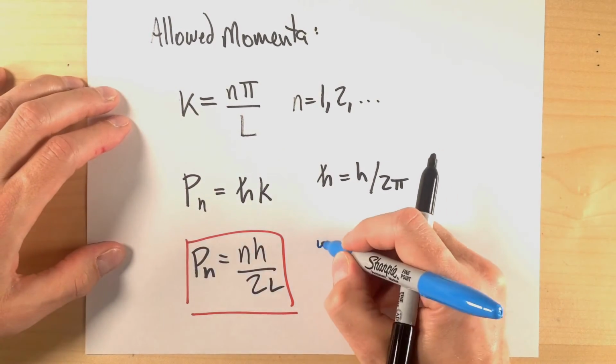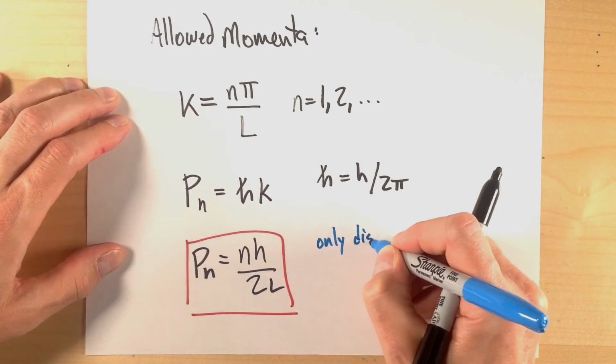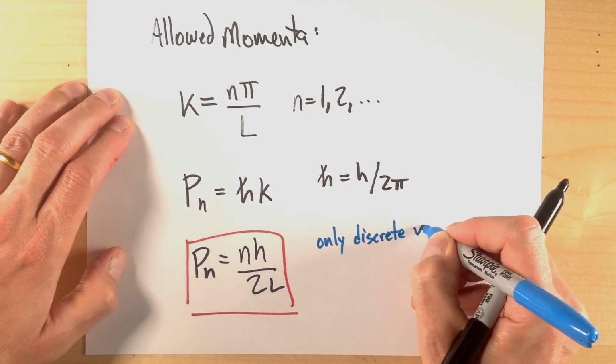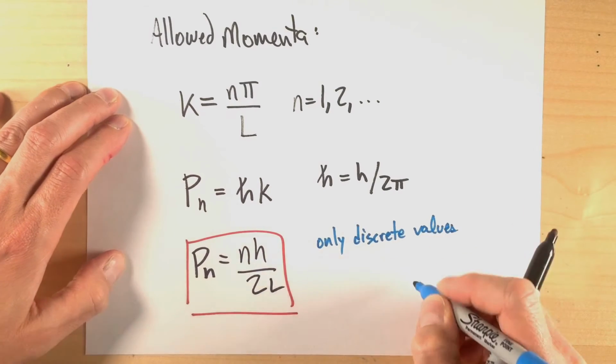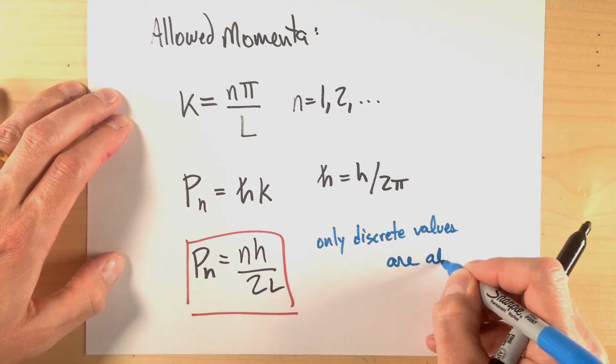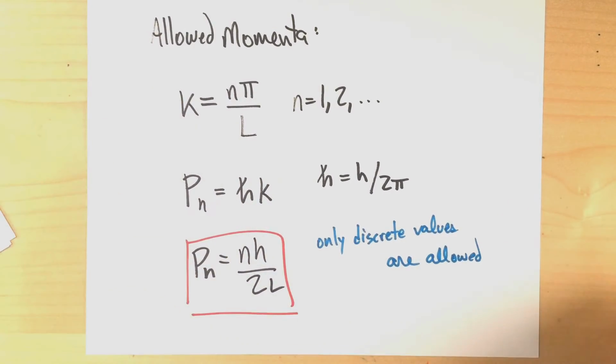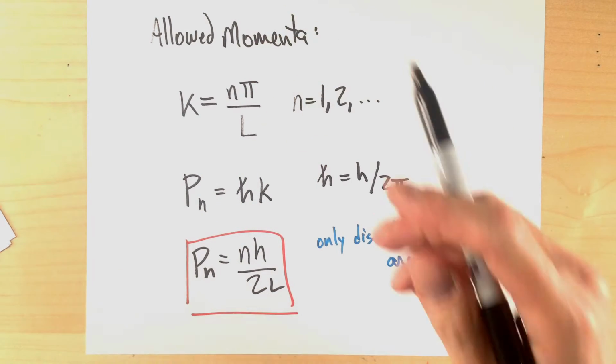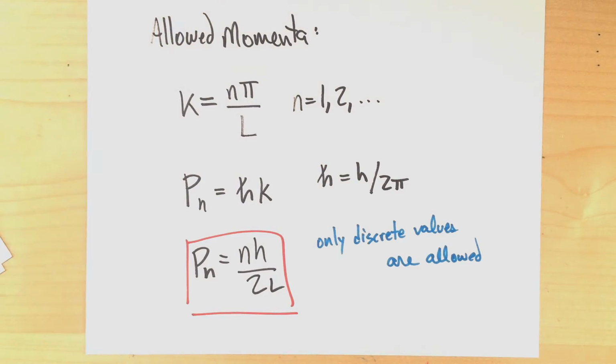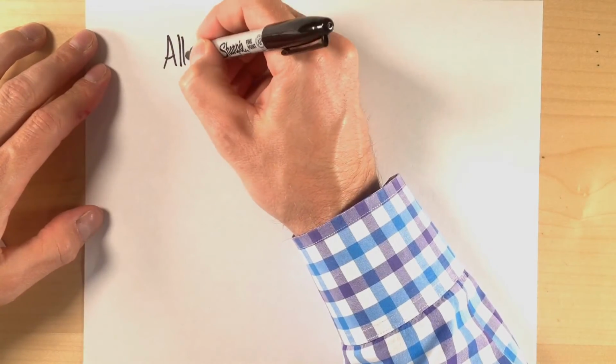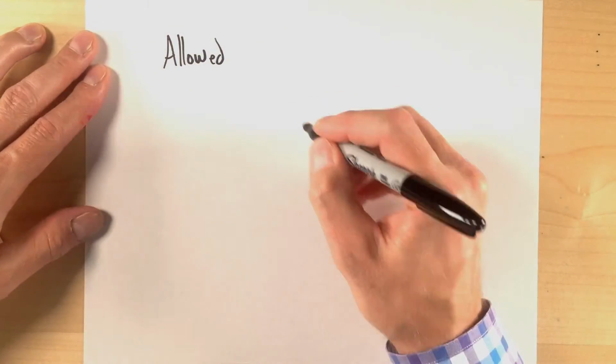So what does this mean? Only discrete values are allowed. And so momentum is quantized in this potential well, in this situation. What about wavelengths? Let's talk about the wavelengths of a particle in a well. This seems like a strange thing to talk about, but it certainly is part of this story.